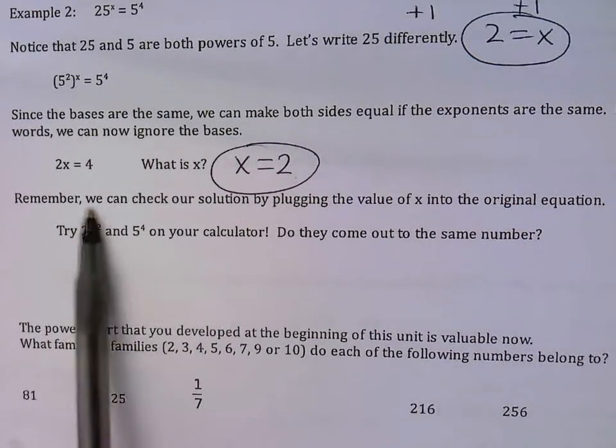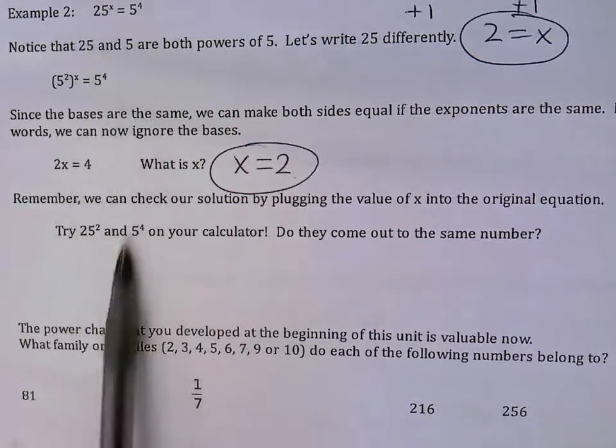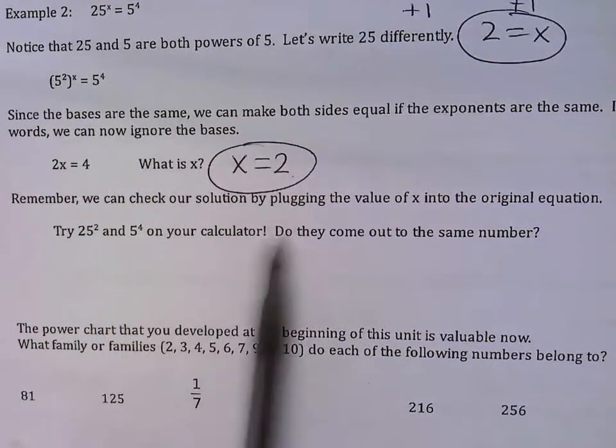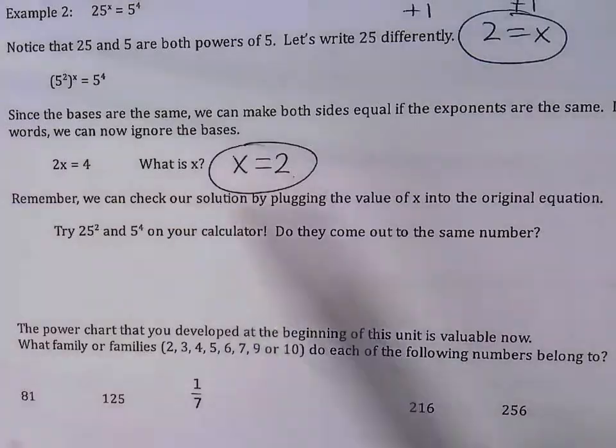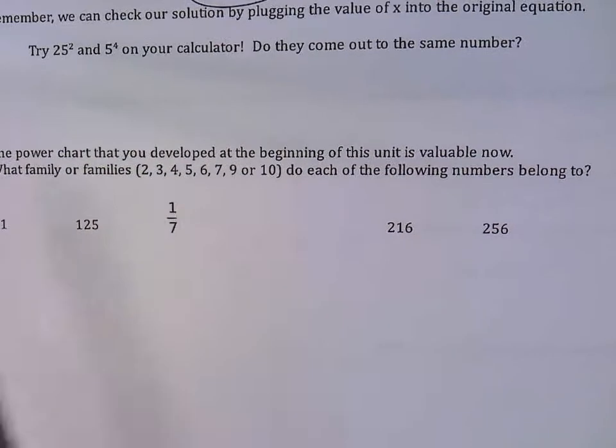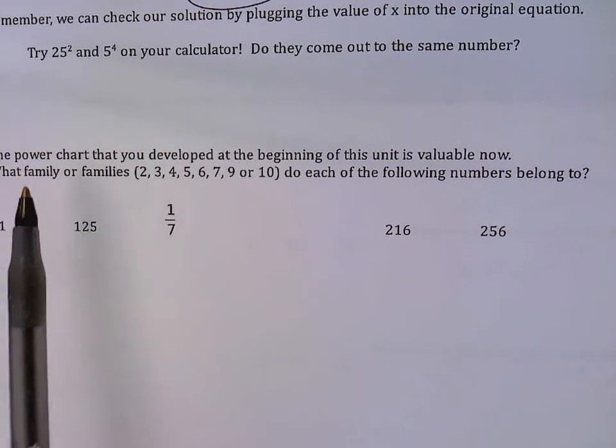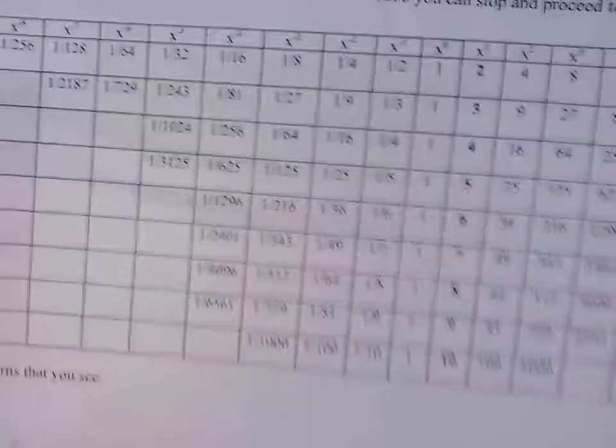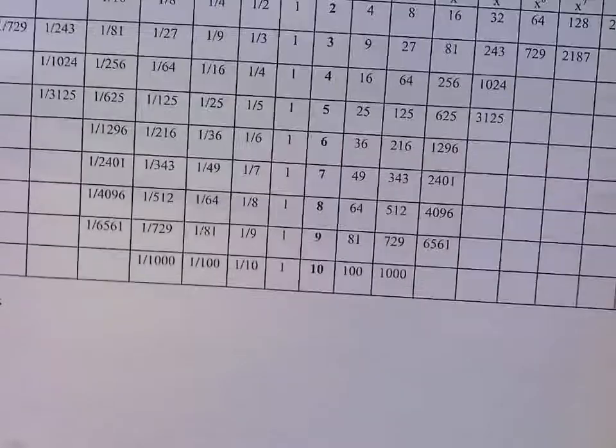So if you plug 25 squared in and 5 to the 4th in, they come out to the same number. Yes, they do. We'll save time to do that. All right, so take a look at that table of powers, or I mean, I can project it too, but you should have it. It's right behind your agenda for this part of the unit.